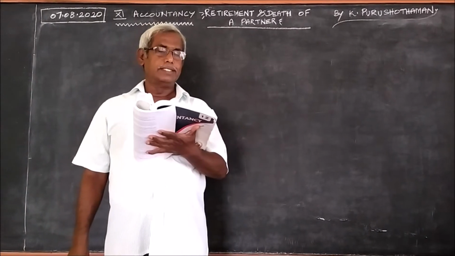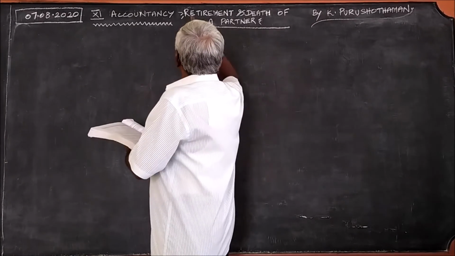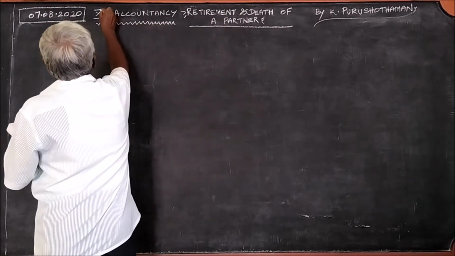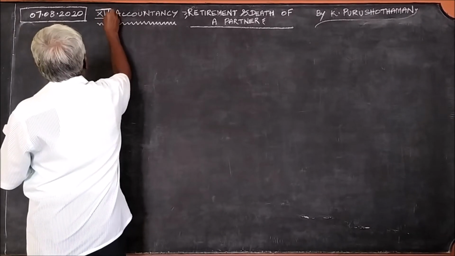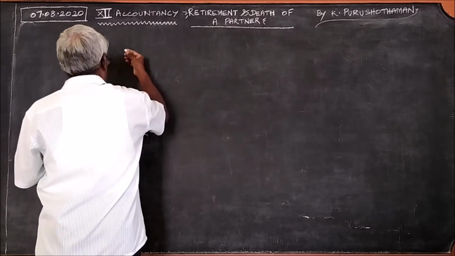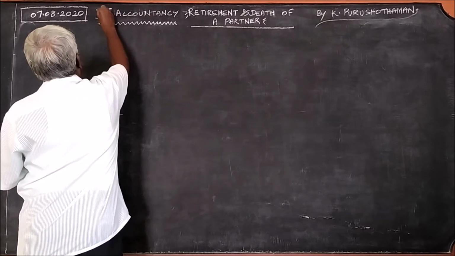Already we have seen 5 problems from the exercise under the chapter retirement and death of a partner. Now we can see the 6th problem from the exercise.